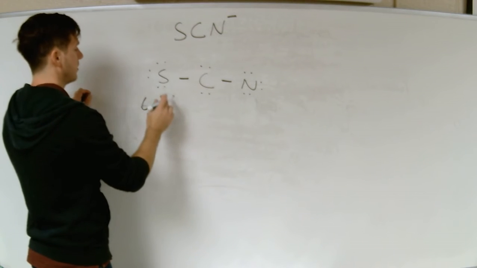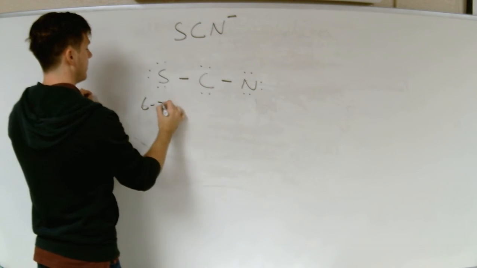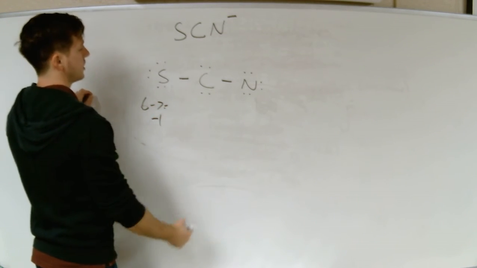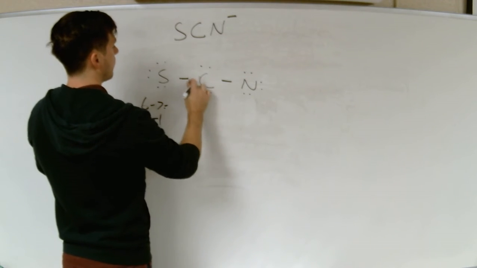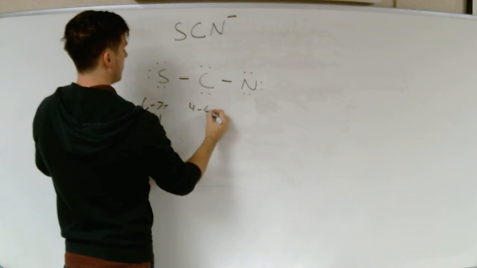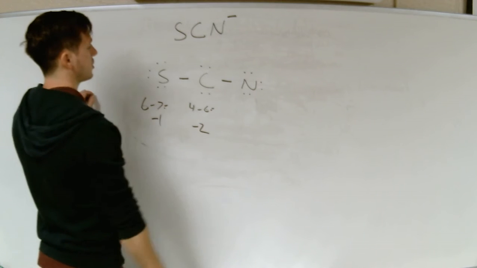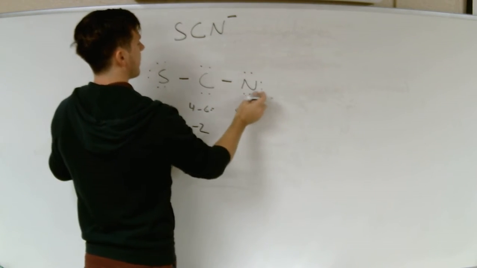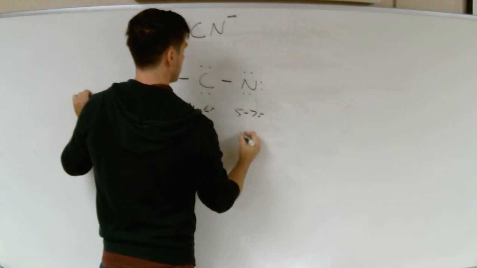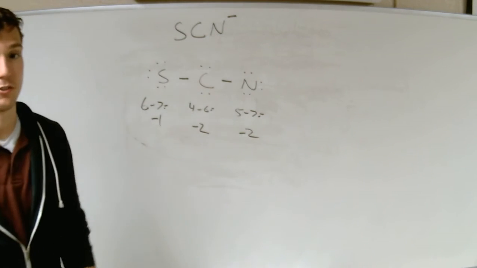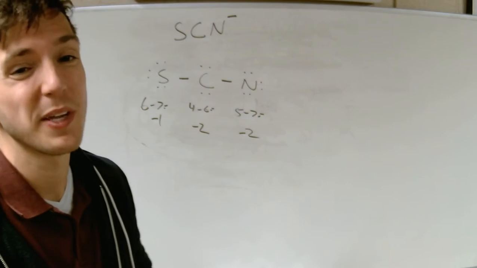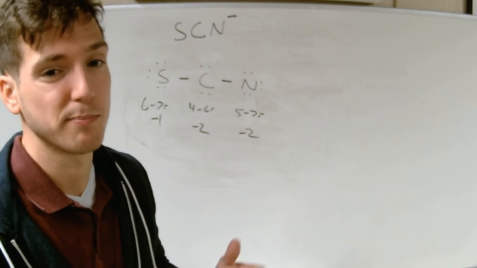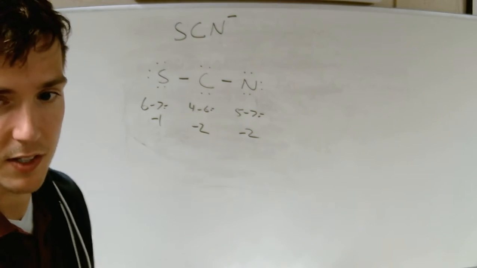Sulfur likes 6. 1, 2, 3, 4, 5, 6, 7. It's got a -1 charge. Carbon likes 4. 1, 2, 3, 4, 5, 6. It's got a -2 formal charge. Nitrogen likes 5. It's got a 1, 2, 3, 4, 5, 6, 7. -1 -2 -2 equals -5... oh, there's way too much negative stuff going on here. We got too many surrounding electrons. We need some bonds in there to get rid of those surrounding electrons.